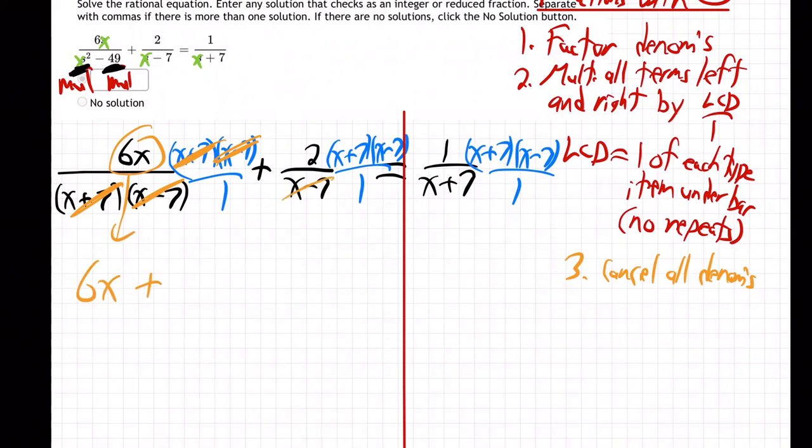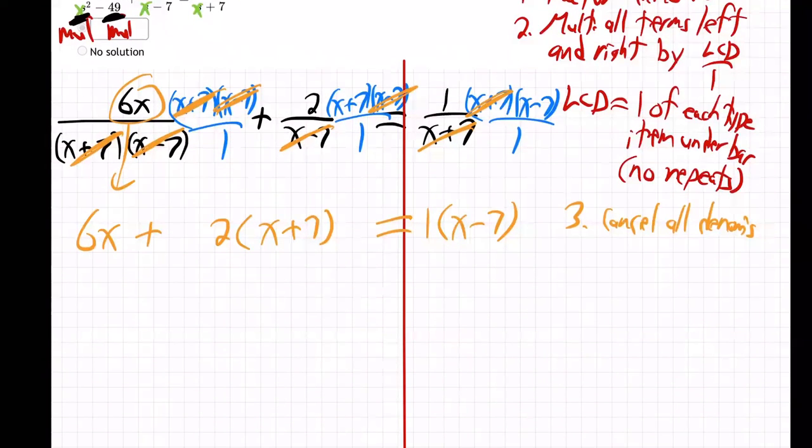Plus, we don't care about the ones. x minus 7, x minus 7. What's left here? 2 and x plus 7, equals, what's that? x plus 7, x plus 7, 1 and x minus 7. Much, much nicer, isn't it? Once you get rid of all the denominators, there are no more fractions. Super big improvement.